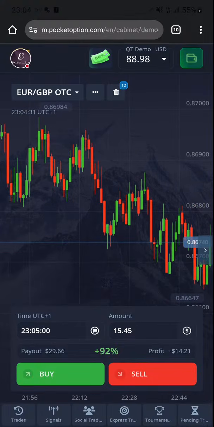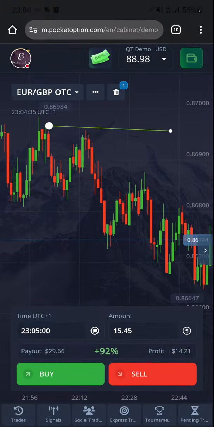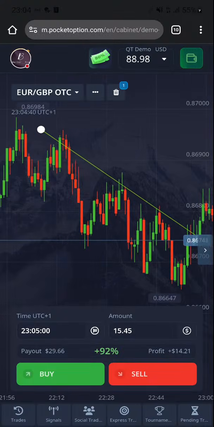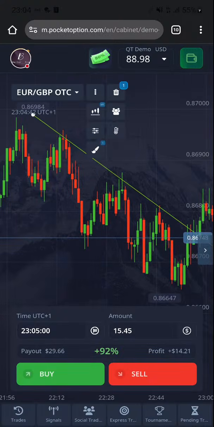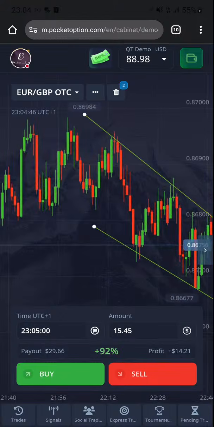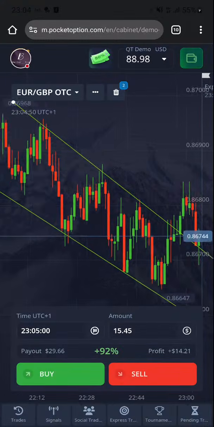This is a very big ranging, it's not a ranging market. It's a price channel, and it's a very big one. You understand? It's a very big price channel. Look at this. There you go. So you can see now.